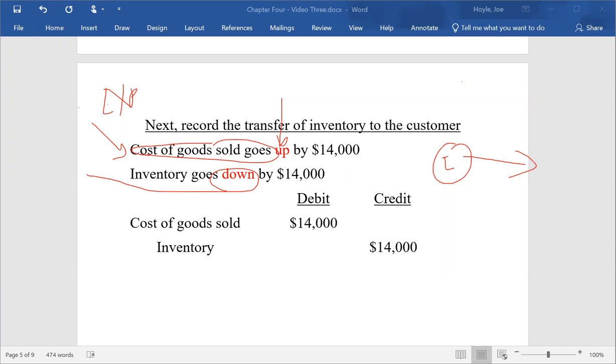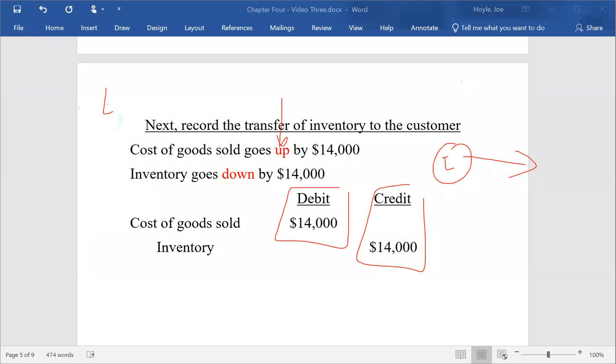An expense shows an increase as a debit. Inventory is an asset. An asset increases with a debit, but here it's a decrease. So we record that as $14,000. It's not an increase. It's not a debit. It's a decrease. Now, I want to stop right there and mention two things that you probably already have noticed.